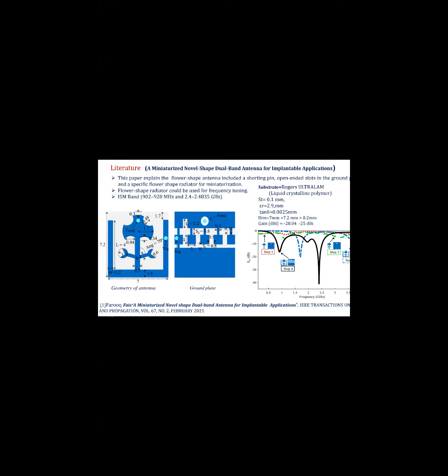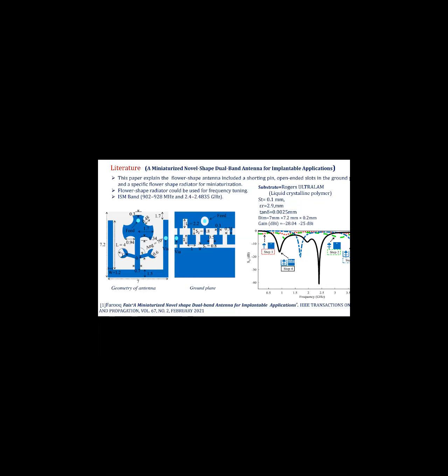This is mainly concentrated on shorting pins, and they can also use defected ground structures like a slot. They also used a flower shaped structure, because of reducing the size, they can obtain the particular bands.